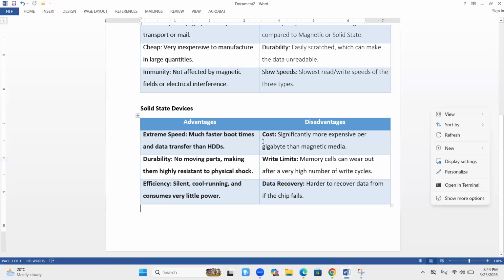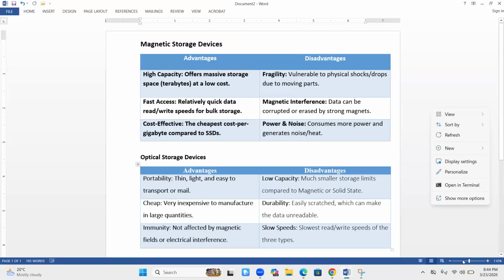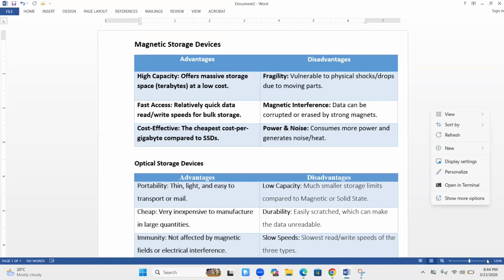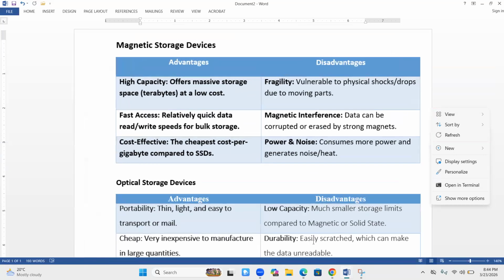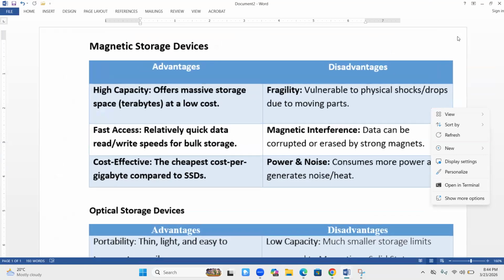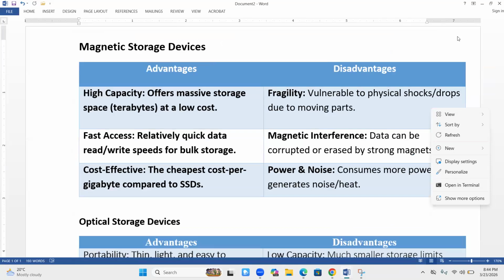Check these things with your answers. I think you can see this. No? Right, so the magnetic storage devices.